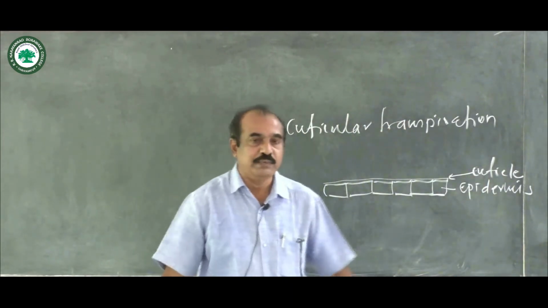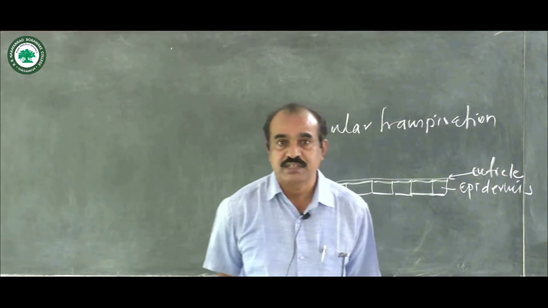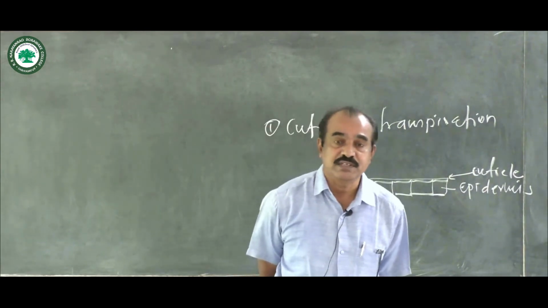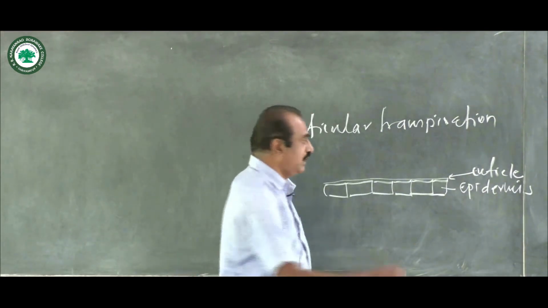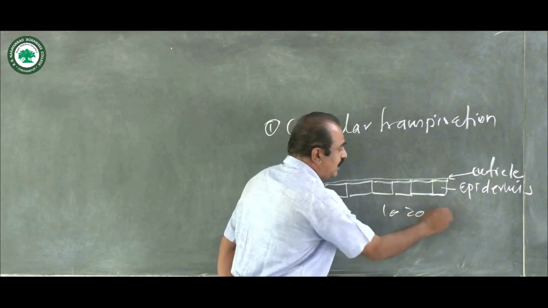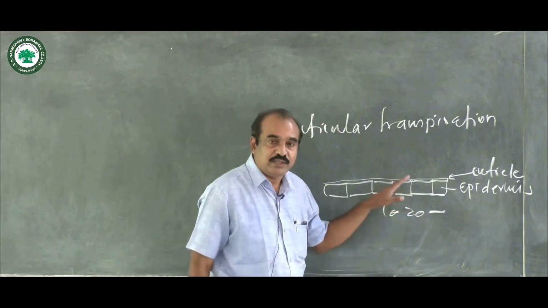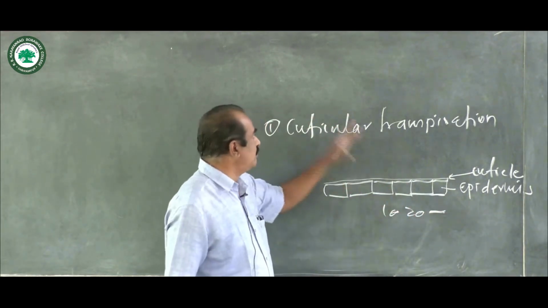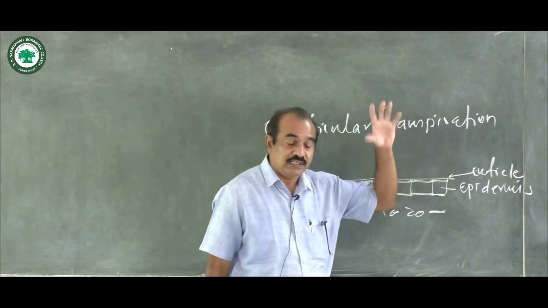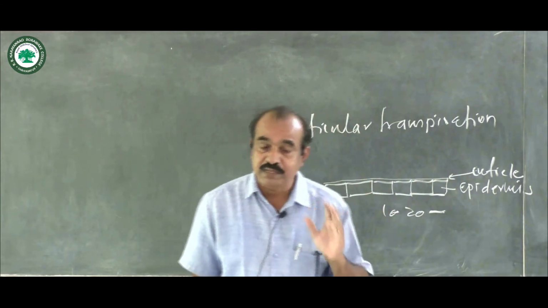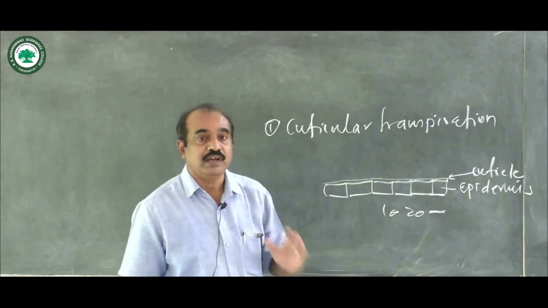When the cuticle is very thin, and if there are some cracks, then transpiration takes place, and about 10 to 20% of the water loss takes place through the cuticle, or by cuticular transpiration. So this is number 1, the cuticular transpiration. Generally it takes place when the cuticle is very thin and if there are cracks.